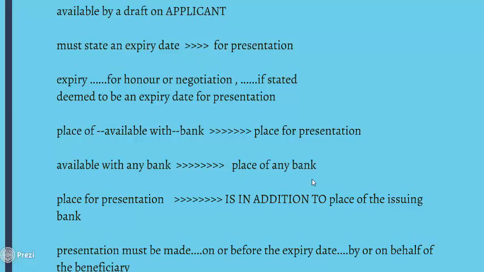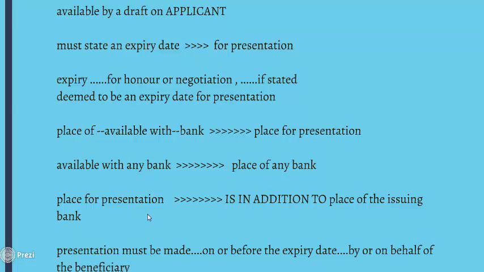Suppose you choose to bank with Bank of America in New York, then you can present in New York. Or if you choose to bank with Bankers Trust Company, that's Deutsche Bank, and you choose Deutsche Bank in Germany, then any place in Germany can be chosen. So it depends on availability with any bank. Most of the time the credit is made available within a country. If it says available with any bank in India, in Singapore, or in USA, it should be a particular country. It doesn't say anywhere in the world.